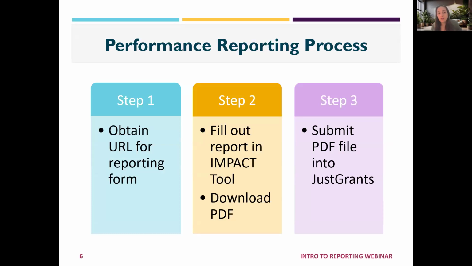So, as we mentioned, we're going to go over how this process works using the impact tool. First, you must obtain the URL to start a reporting form. Once you get started, you'll generate a unique link for yourself for your form. It's shareable. And once you've completed the form on the impact tool, you must download the PDF. And you can see on this screen, that's only step 2. You're not done. You must go to your JustGrants account to submit the PDF.